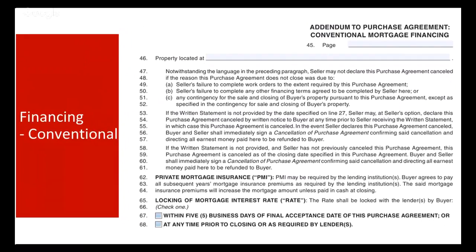62, private mortgage insurance, or PMI. PMI may be required by the lending institution. Buyer agrees to pay all subsequent years' mortgage insurance premiums as required by the lender. The said mortgage insurance premiums will increase the mortgage amount unless paid in cash at closing.